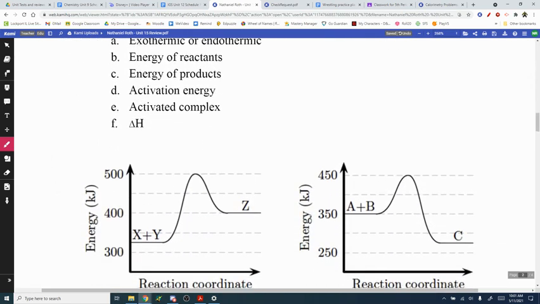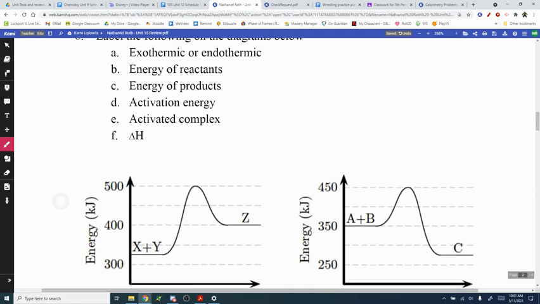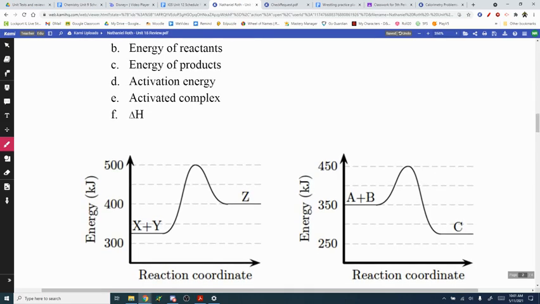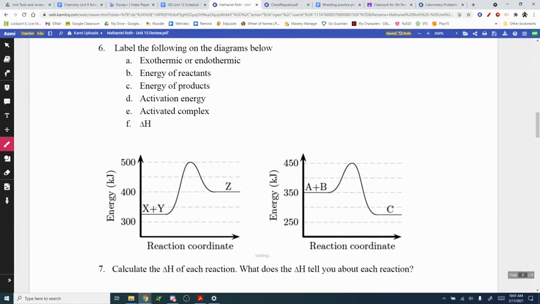Next, we have some labeling to do. Okay, so we'll do that so we can see all of it. There we go. All right, so this first one here, this is an endothermic reaction. So endo. And the reason we know that is because we have our reactants here and our products here. The products have more energy than the reactants. So that is an endothermic reaction.